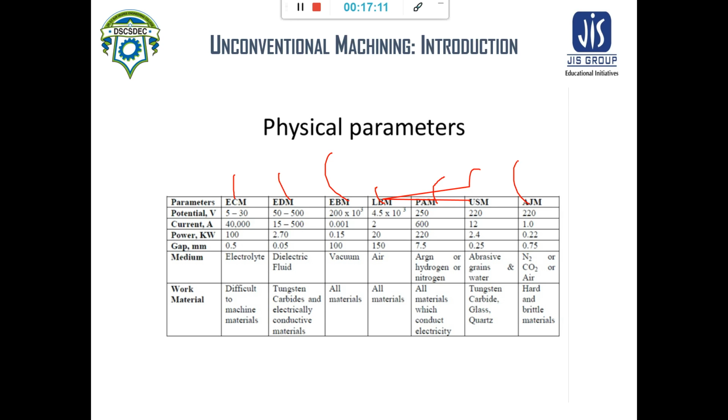So now this is the idea for physical parameters. Similarly, the ideas for the three other pillars that I mentioned a while ago will be given to you. So now the power requirement for electrochemical machining is 100 kilowatt. For EDM it's 2.7 kilowatt.